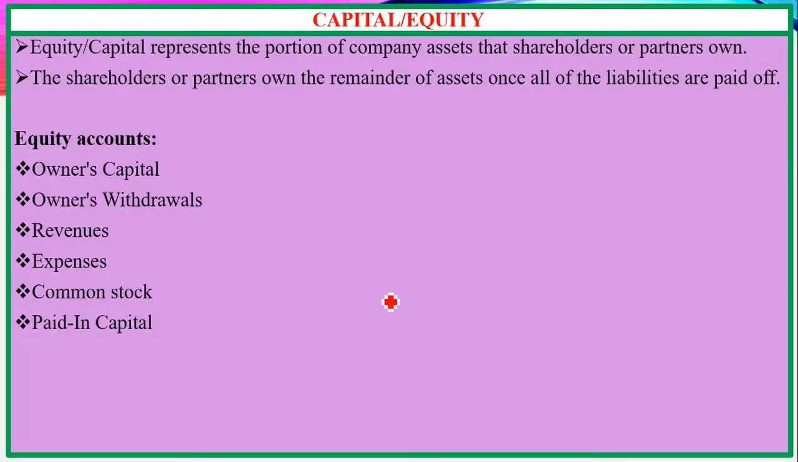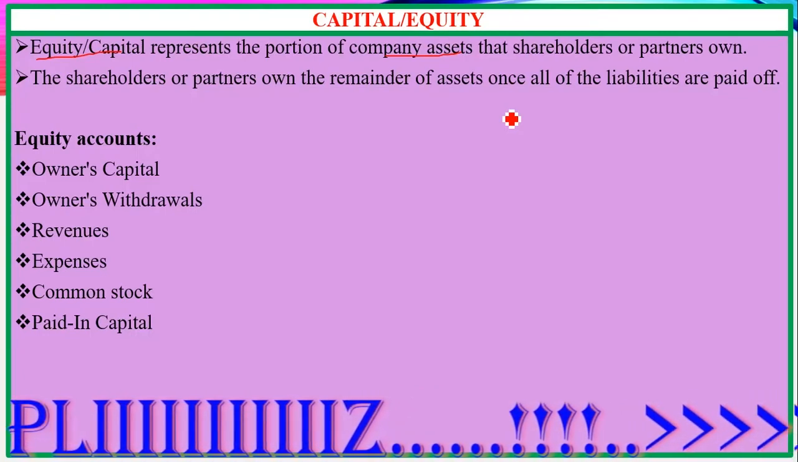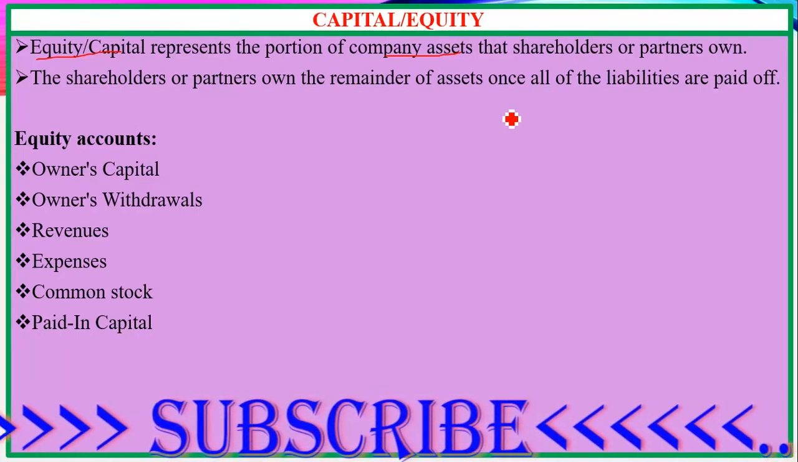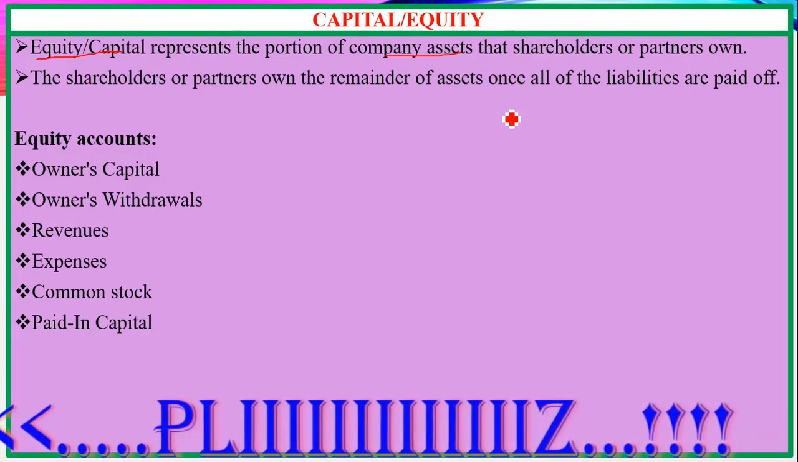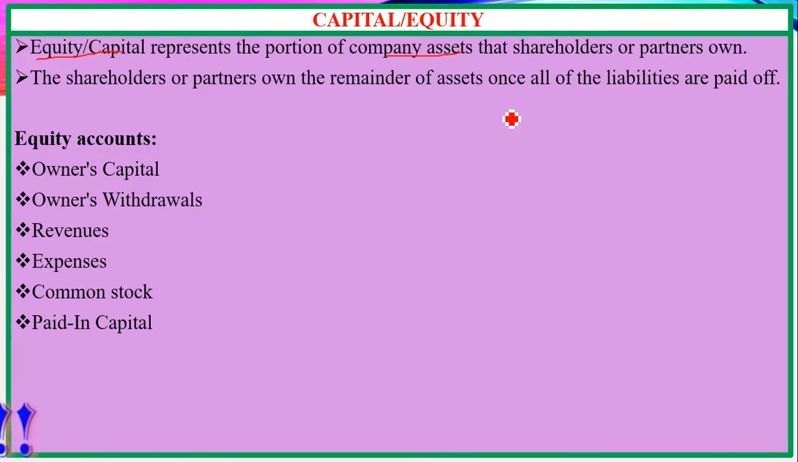The other item is capital or equity. Capital or equity is a portion of the company assets that a shareholder or the partners own. Why are we talking of a portion? This is because, like we have said, we have liabilities. Liabilities is what you owe people. Assets is what belongs to you. So when you take assets minus liabilities, whatever remains is capital. That is what actually belongs to you once you pay all the debts that you have. And that's why we are saying it is a portion of the company assets. It's that portion of the company assets that you own.